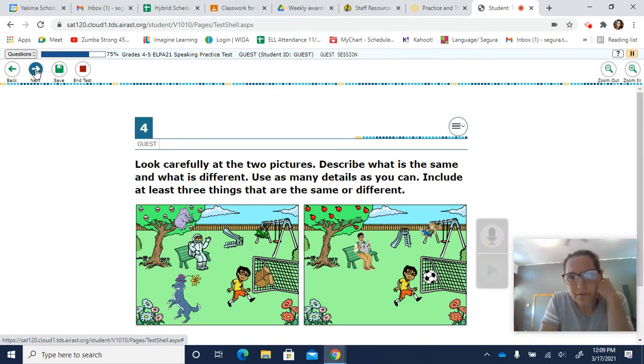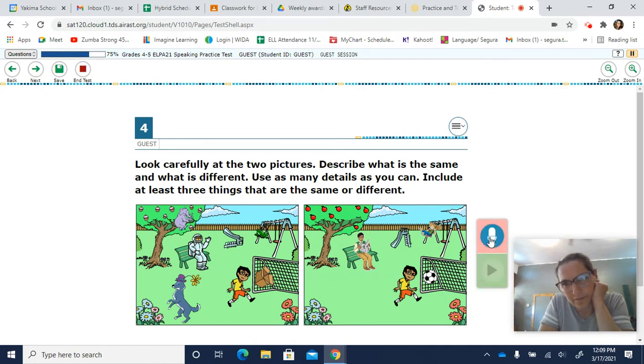Look carefully at the 2 pictures. Describe what is the same and what is different. Use as many details as you can. Include at least 3 things that are the same or different.